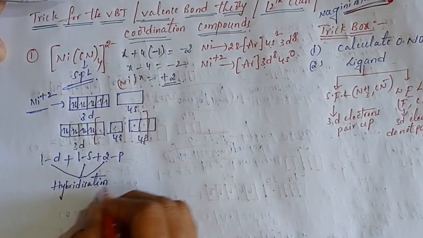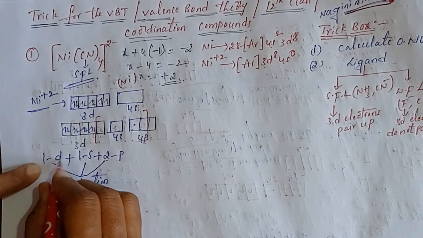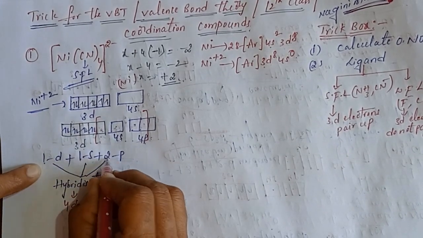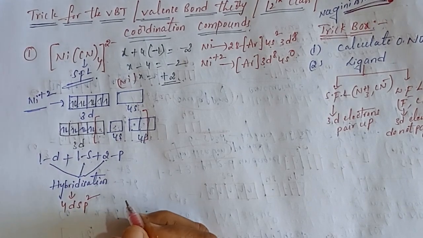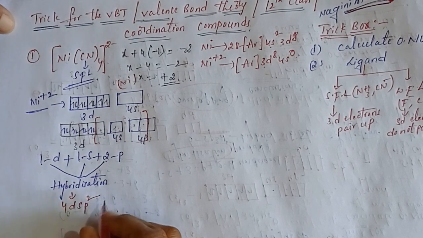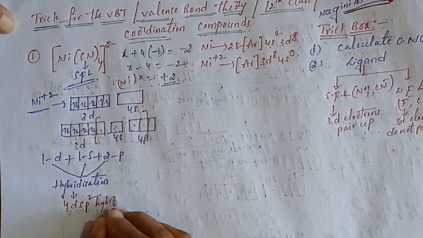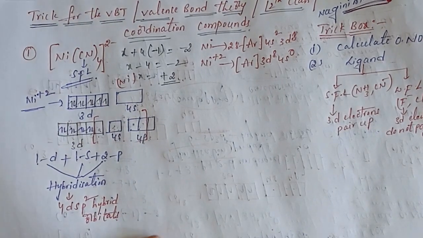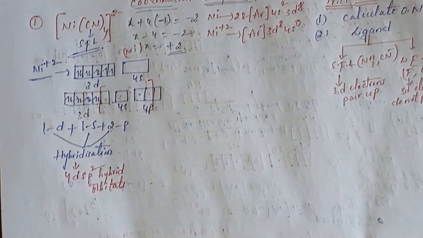So what will we get here? d how many? 1. s how many? 1. p how many? 2. dsp2. Are you understanding? 4 dsp2 hybrid orbitals. Understanding, students? Hybrid orbitals are produced.